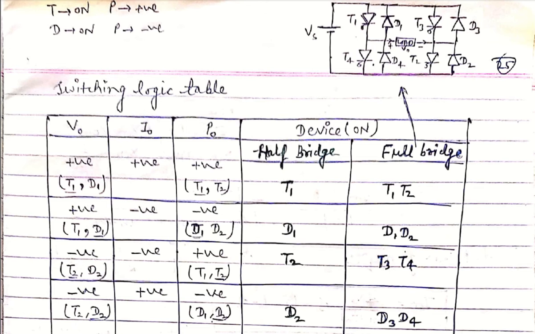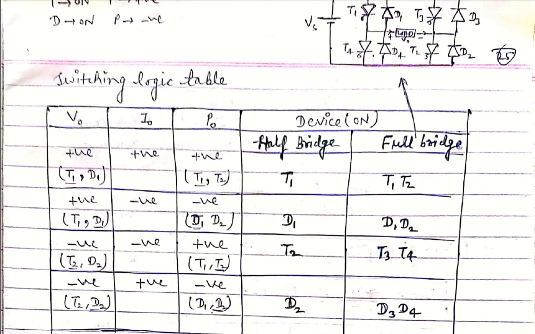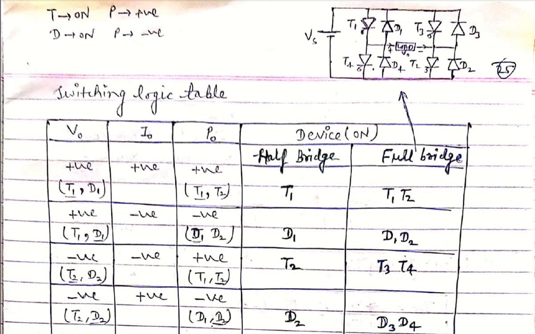Now the full bridge topology. In the full bridge R load case, two thyristors are conducting at a time, when T1, T2 are conducting. Let us see the first case, when V naught is positive and I naught is positive. When T1 and T2 are conducting, the path for the current is from Vs, which is the DC voltage, or we can say the DC bus voltage. Current flows from the source Vs through T1, through the load, and back through T2 to the source side. So this is the path for the current to flow.